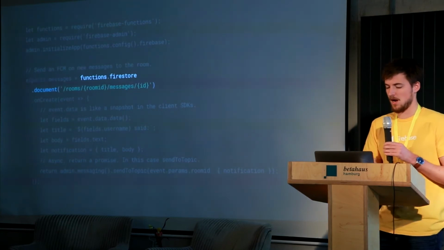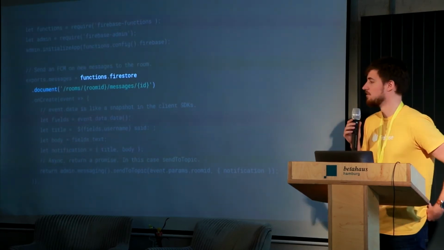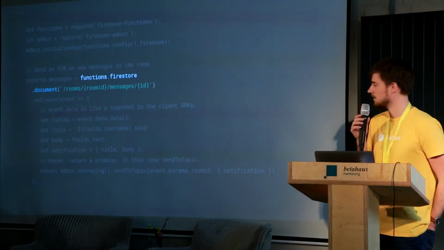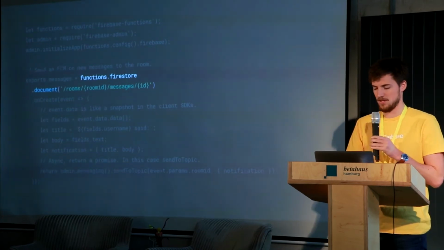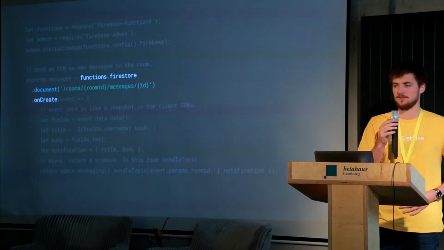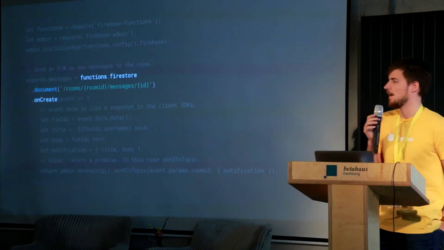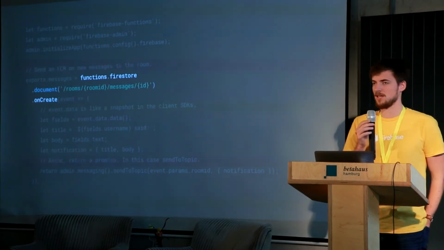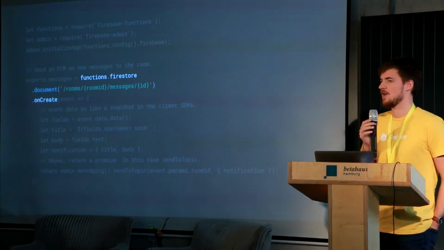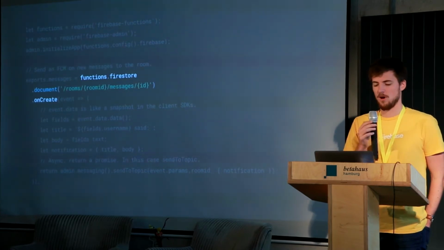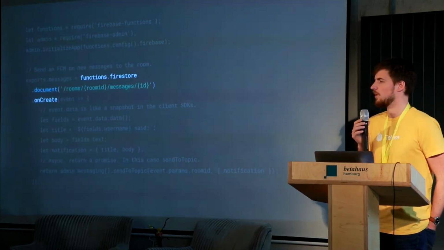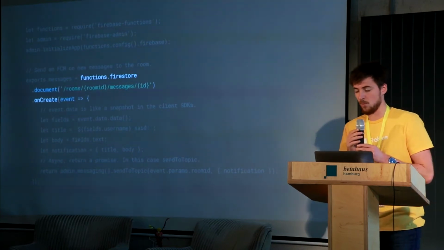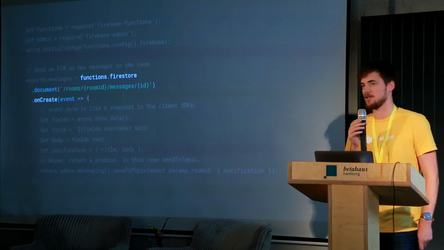In this case, whenever a document is written to the path of rooms/roomID/messages/ID, it will get executed. And then finally, there are different event types in Firestore. For example, you can run a function only if a document is deleted or updated. In this case, we only want to send a push notification when a new message arrives, so we call onCreate. This will only be called when a new document is written to that path. We'll give it the function we actually want to execute.